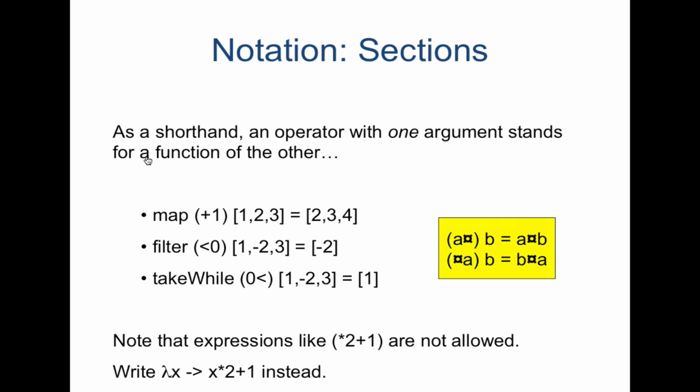For example, if you provide one of the arguments to the plus operation, here we've got map plus 1, we've built a function that adds 1 to its arguments. And we can use this for either of the parameters. So we can filter the things less than 0, or we can take the things which are bigger than 0, take while bigger than 0 from a list. So there's a bunch of examples using functions that we've just seen.